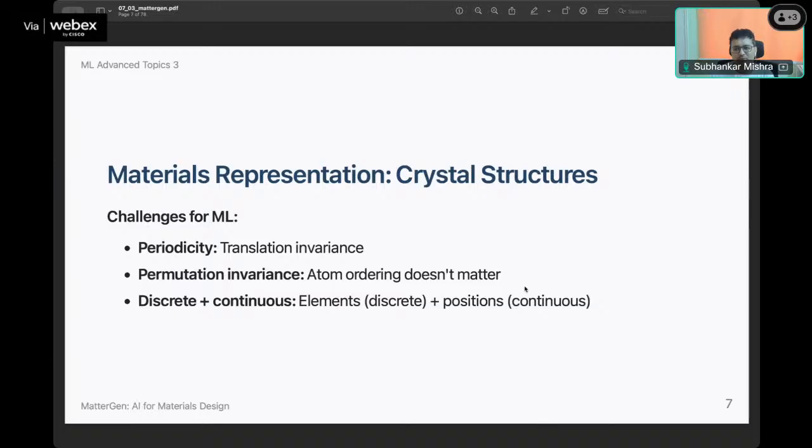They are also permutation invariant. It doesn't matter if you list atom 1 and then atom 2 or vice versa, right? And then we have a mix of discrete data, for example elements, and continuous data, which are positions, right? So now what do we do?